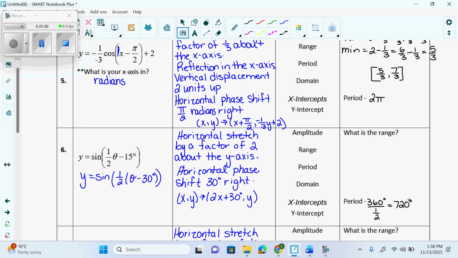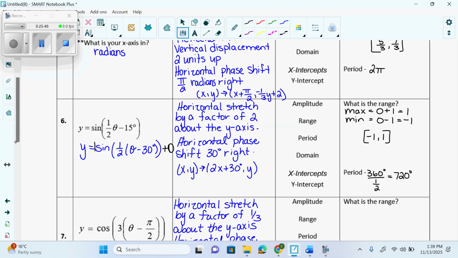What is my D? 0. What's my amplitude? 1. So my range, my max is going to be 0 plus 1, which is 1, and my min is 0 minus 1, which is negative 1. So my amplitude and my range didn't change from the original function, and the reason why is nothing happened to my y's. So this graph got wider, but not taller. Didn't even move up.